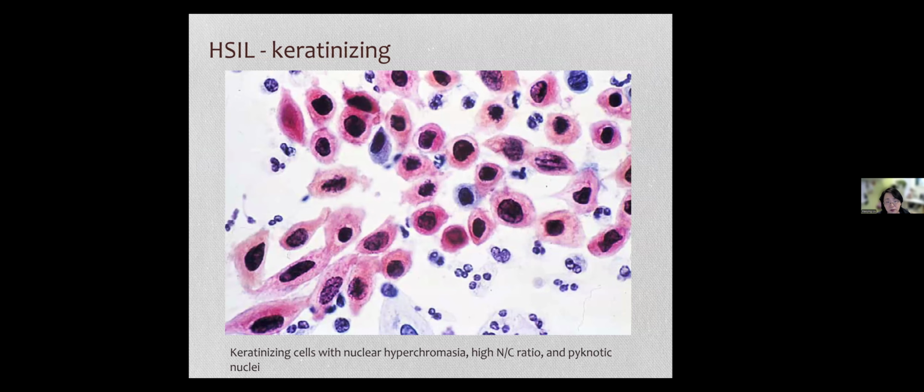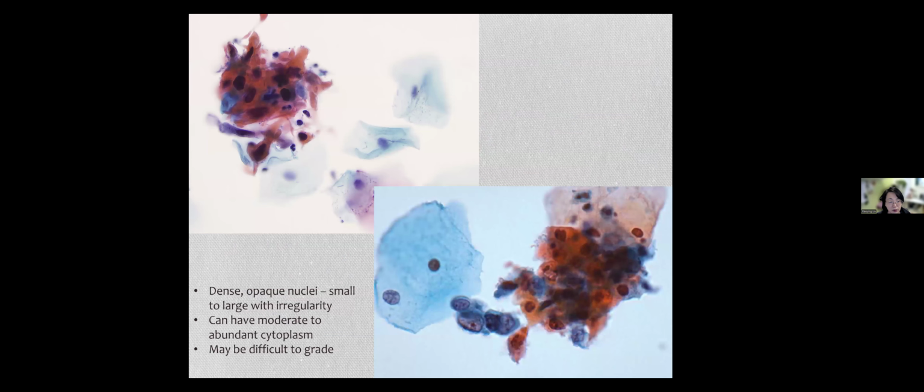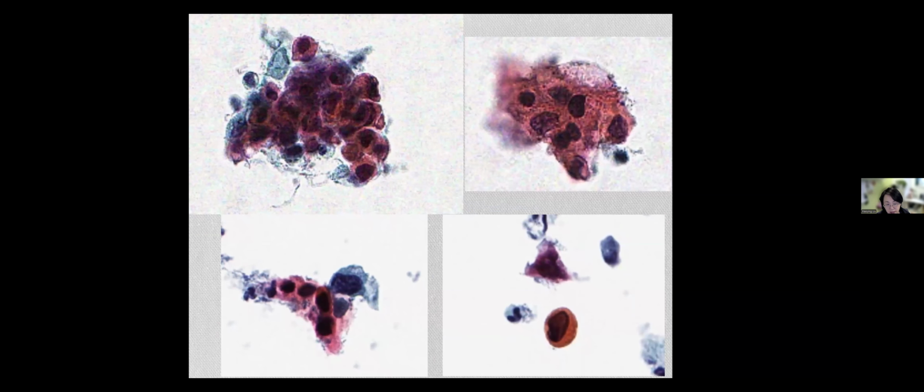The other one I want to point out is keratinized HSIL. You can have keratinized HSIL, but the nuclear features are similar: nuclear hyperchromasia, high NC ratio, and in the keratinized type, very pyknotic nuclei. So again, this is keratinized HSIL, and the cytoplasm can be a little bit more than the regular. This is just another picture. I just want to show you a little bit more pictures so you can have that in your mind.